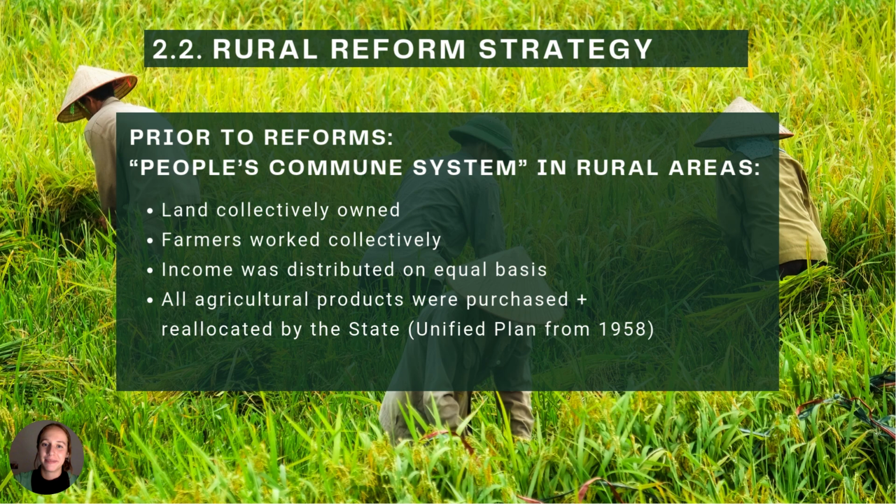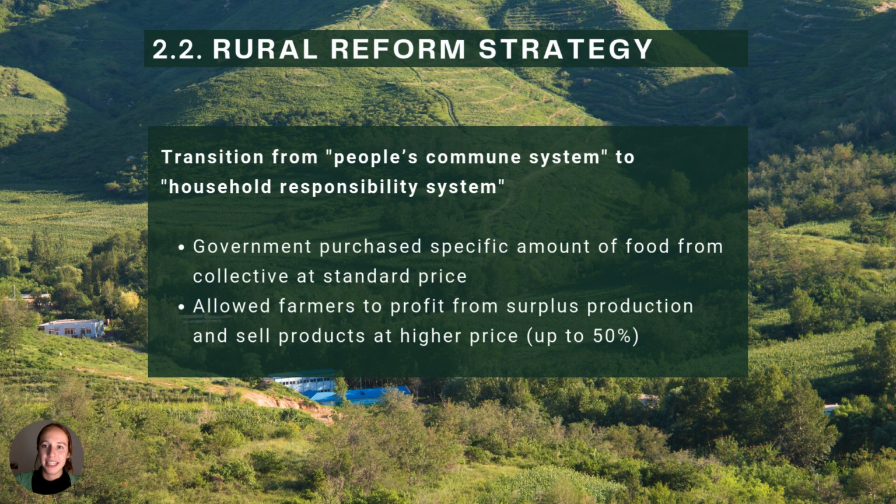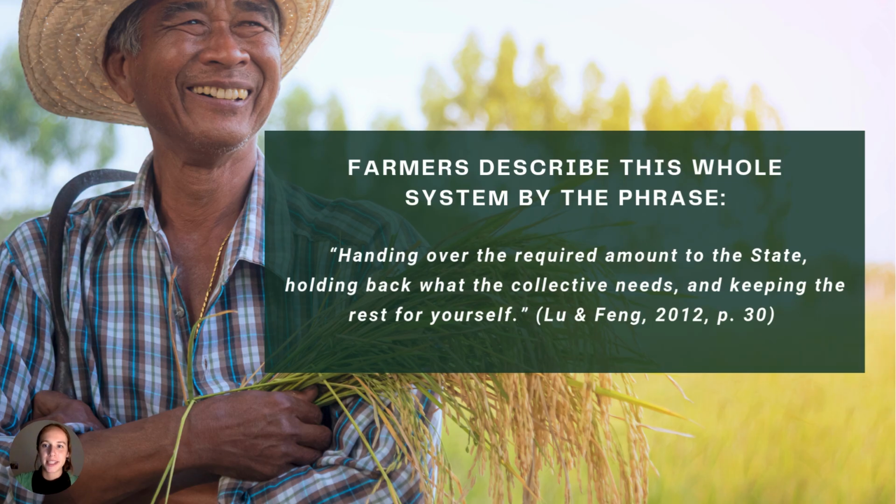incremental changes. Before the rural reform strategy, rural areas operated under the people's commune system. Land was collectively owned, income was distributed equally, and agricultural production was tightly controlled by the state. With the rural reform strategy, the household responsibility system replaced collective farming. Farmers retained profits from surplus production, boosting productivity and rural income. Farmers described the system as handing over the required amount to the state, holding back what the collective needs, and keeping the rest for yourself.